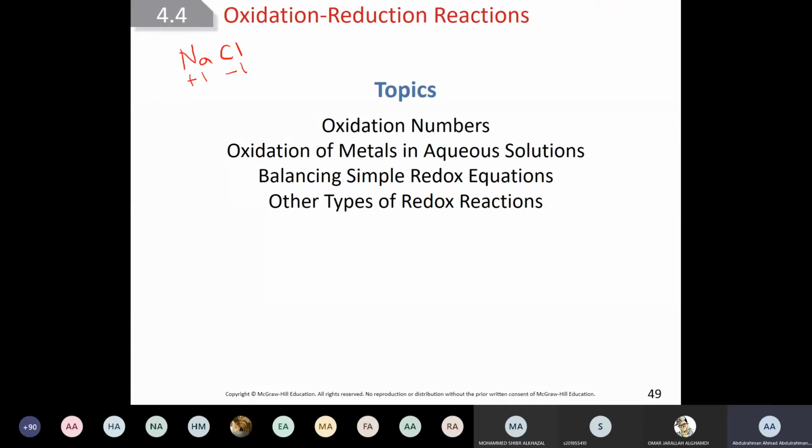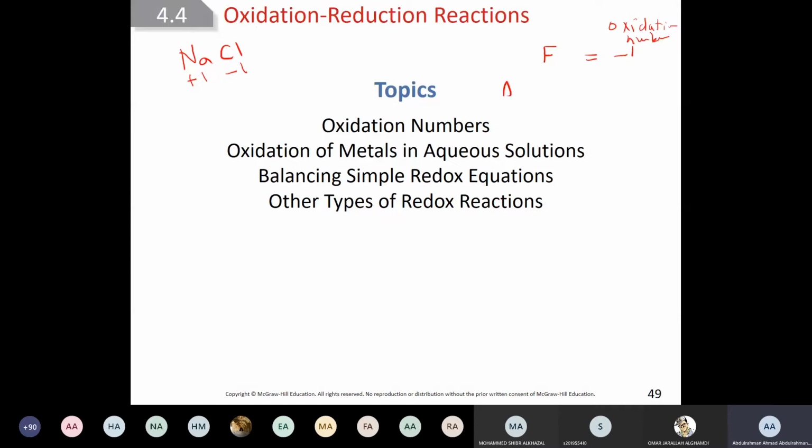I will give you rules. Any compound that contains fluorine, the oxidation number is always -1. Write this and don't forget it. Always -1. Only fluorine is -1. I did not say chlorine or anything else.